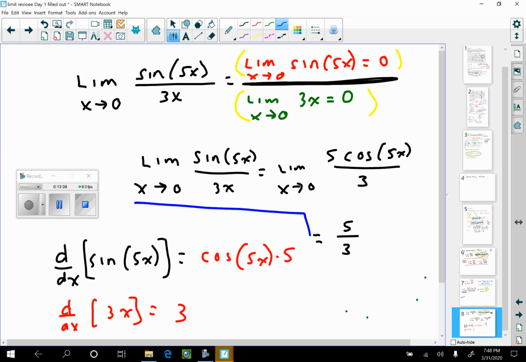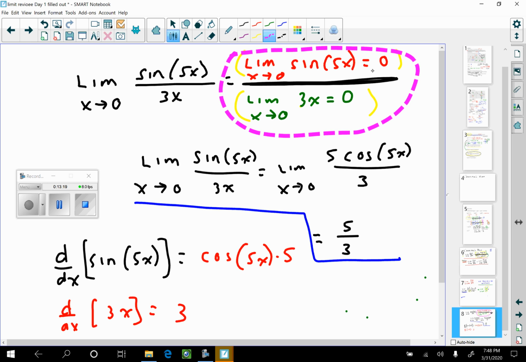And I will tell you, if this problem were worth 2 points, if you did not have this, you would get 0 out of 2. If you have this, you're going to get 1. But then you need to employ L'Hopital's rule, and this is the application of the conclusion of L'Hopital's rule, where I take the derivative of the top and the derivative of the bottom, and I evaluate that.